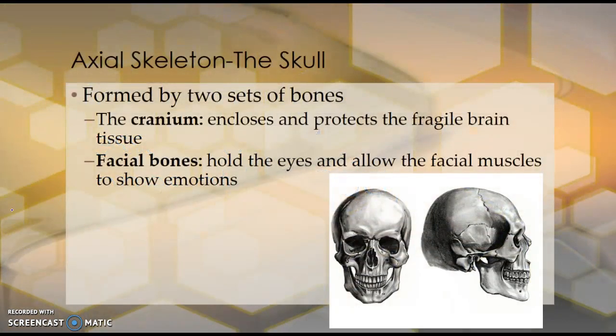All right, so first we're going to get into the axial skeleton and we're going to talk about the skull. So the skull has two sets of bones, and first is the cranium. This is what's going to actually kind of enclose the brain, so we're going to be talking about this part here. And then the facial bones is the second part, and the facial bones are going to be more this area.